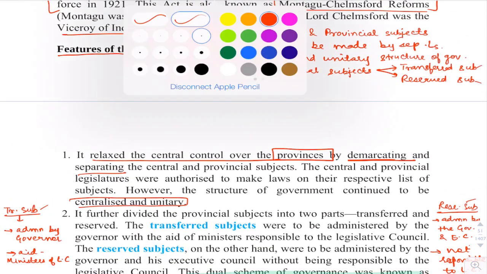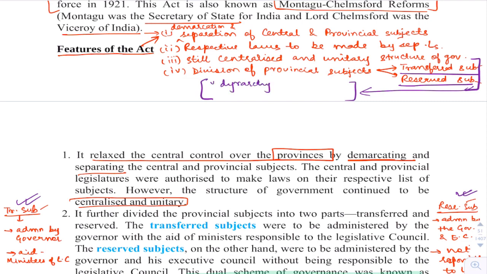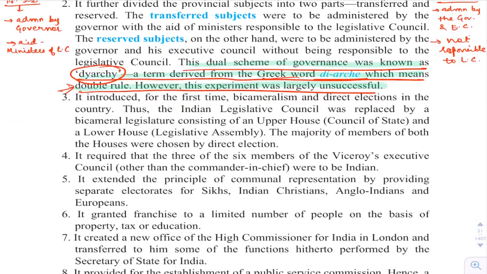So here this is something I would say should be incorporated. इसके आप एक्सप्लेनेशन जो है ट्रांसफर्ड एंड रिजर्व्ड के, that you can see from here, but we will be writing the important part. This is diarchy or double rule. ये बिल्कुल डायरेक्ट आता है इस क्वेश्चन. However, this experiment was largely unsuccessful. ठीक है, पढ़ लिया हमने.